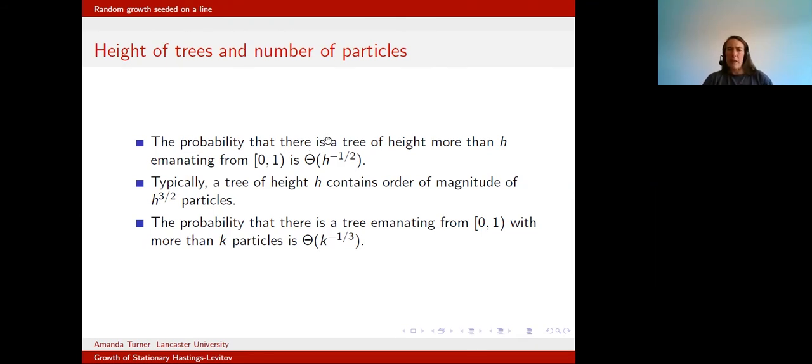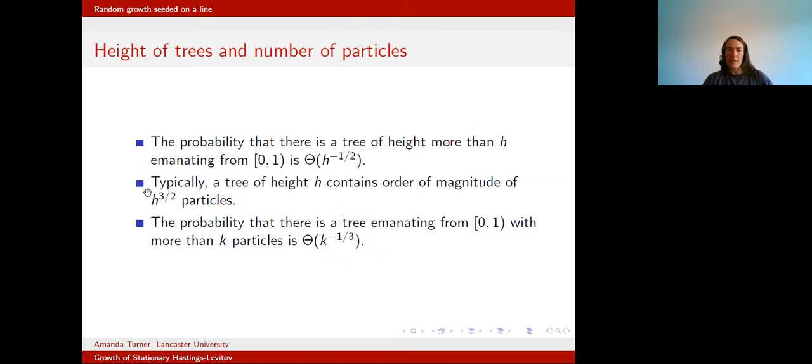And so, yeah, we can show the probability there's a tree of height more than h emanating from the interval [0,1] behaves like h to the minus 1/2. And typically, if you have a tree of height h, it contains order h to the 3/2 particles. And so the probability that there's a tree from [0,1] with more than k particles again decays like k to the minus 1/3.